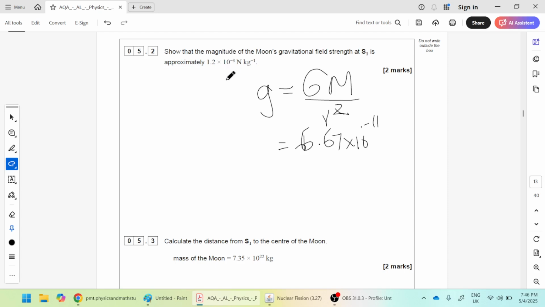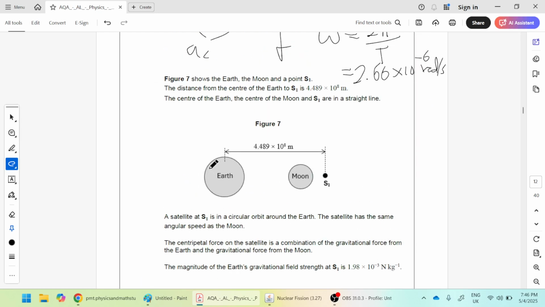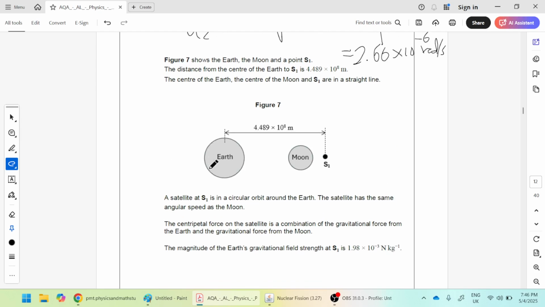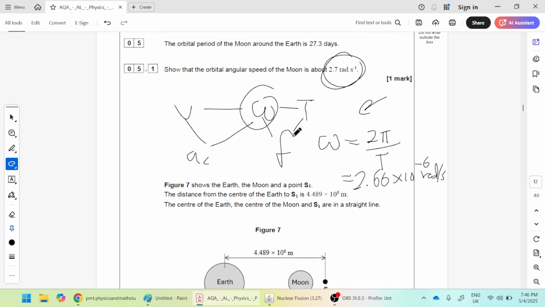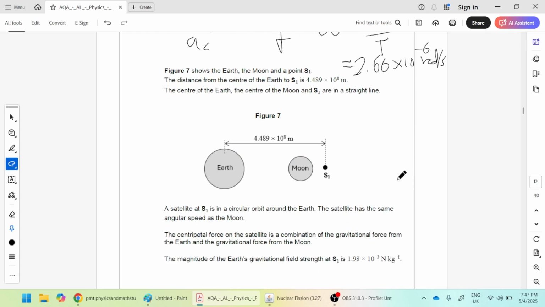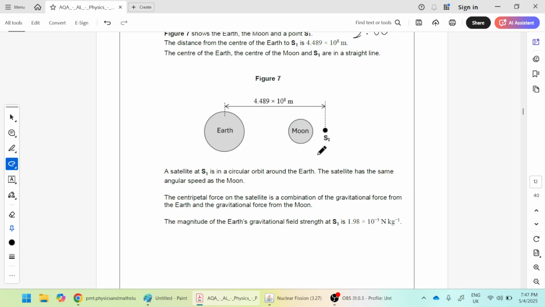Poorly designed. Looking at the next question, they've given the mass of the Moon here, and the distance from S1 to the center of the Moon. Interesting. Angular speed is known. Okay. So we knew the angular speed of the Moon. The satellite has the same angular speed as the Moon.